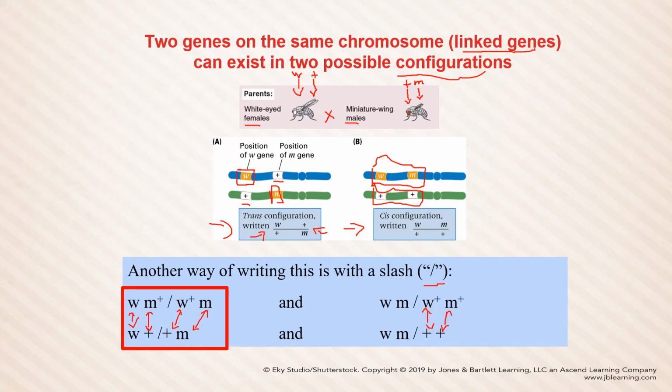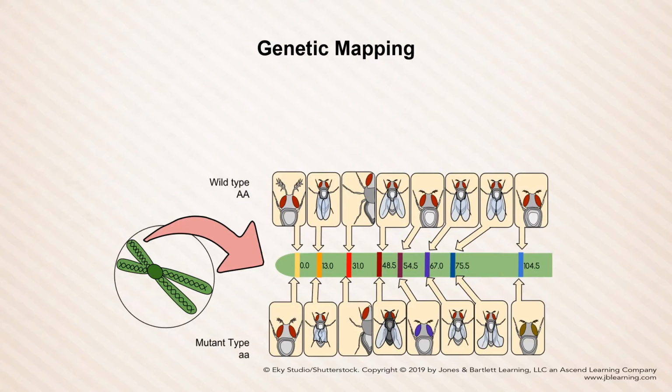So remember, in those two cases, this will be an example of trans configuration, while this one will be an example of cis configuration. Later we will go back to repulsion and coupling, but to do that we first have to go into this topic that is genetic mapping.